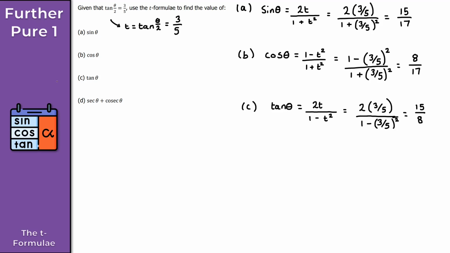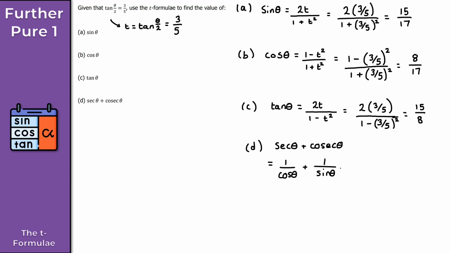Okay. And now for the very last part here, part D, where we want to find the value of sec theta plus cosec theta. So the sec theta plus cosec theta here, well, we're going to make use here of the fact that these are the reciprocal trig functions. So what I've got here then is 1 over cos theta. So 1 over cos theta plus 1 over sine theta.